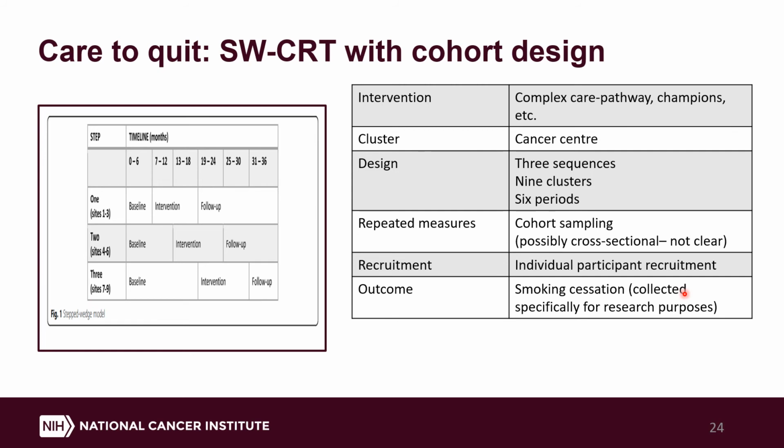Repeated measure sampling, again, it wasn't completely clear. It's probably cohort sampling. So it probably is the case that participants entered into the study at this point and then were repeatedly followed. But it's possible that it was cross-sectional sampling. It actually isn't clear. There was individual participant recruitment in this study, and the outcome was smoking cessation. This was collected specifically for the research purposes.